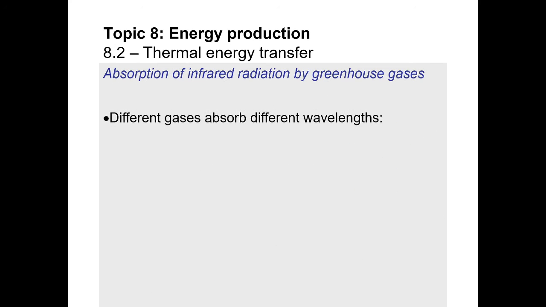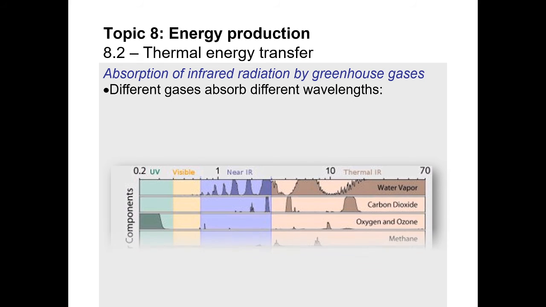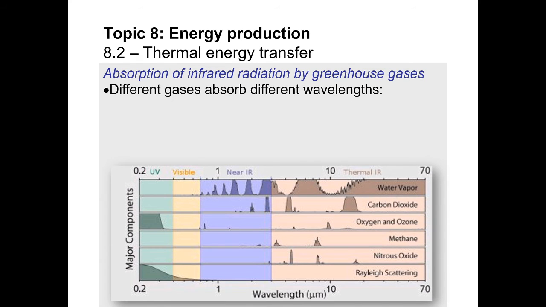So as promised, here we're going to see how we know that it is infrared radiation that is being absorbed mainly by these greenhouse gases. Different gases absorb different wavelengths. For those of you that studied astronomy in IB physics, even if you didn't, that's fine. Most likely in chemistry, you were exposed to something called a spectrometer. And if you weren't, let me just talk a little bit about that now.